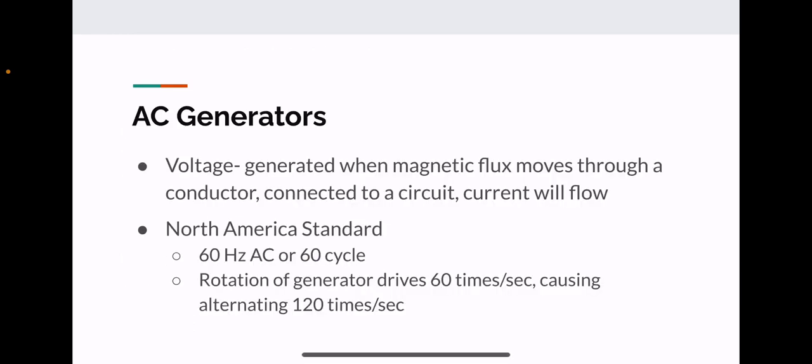So now we're going to talk about AC generators. First off, a term to know is voltage, which is generated when magnetic flux moves through a conductor, and if that is connected to a circuit, then current will flow through that circuit, because you can't have current unless it's a fully connected circuit. So in North America, the standard is going to be 60 hertz alternating current, or it's also called 60 cycle. And the rotation of generator, what that means is that the generator is rotating 60 times per second, and that will cause an alternating current 100 times every second.